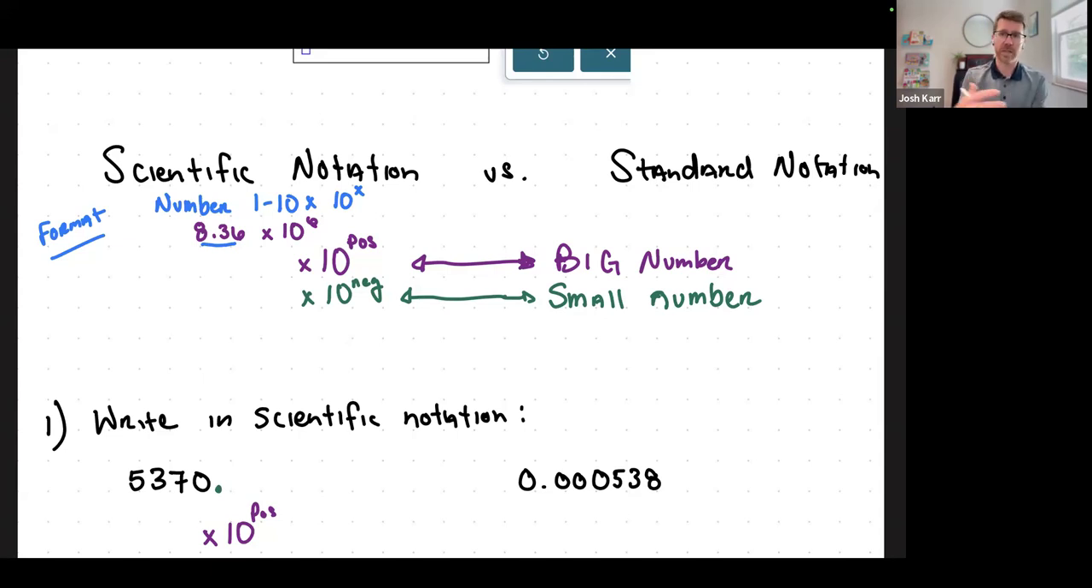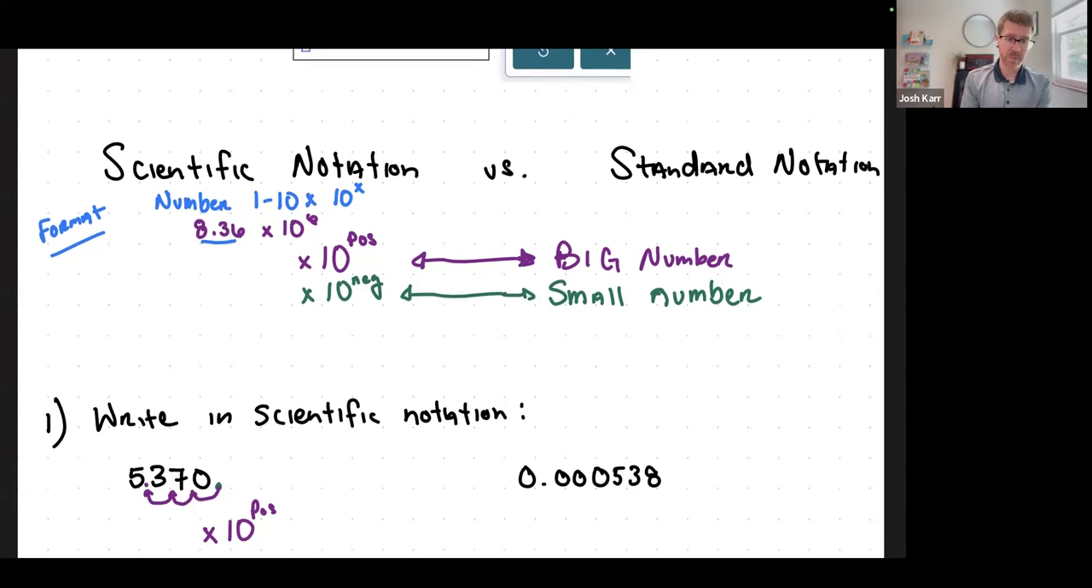5,370.0. Just trying to save time, we don't write the 0.0, okay? So we need to move this decimal place until we get it to a spot where it's created a number between 1 and 10. If I start moving it, I move it once, that is 537 now. I move it again, it is 53.7, still not between 1 and 10. I move it again, that is 5.370, okay? So the decimal place needs to go right there. So that's going to be the beginning of my scientific notation.